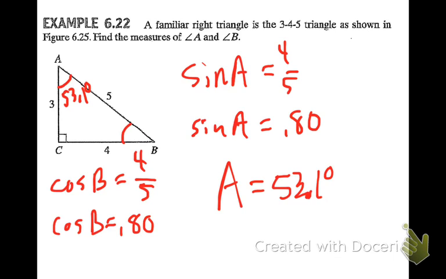You hit second cosine, put in the value. What'd you get? Yeah, B equals 36.9 degrees. Does anybody need help with the calculator? I'll come over and show you how to do it. Anybody need help with calculator work? Everybody's able to get those values. All right.